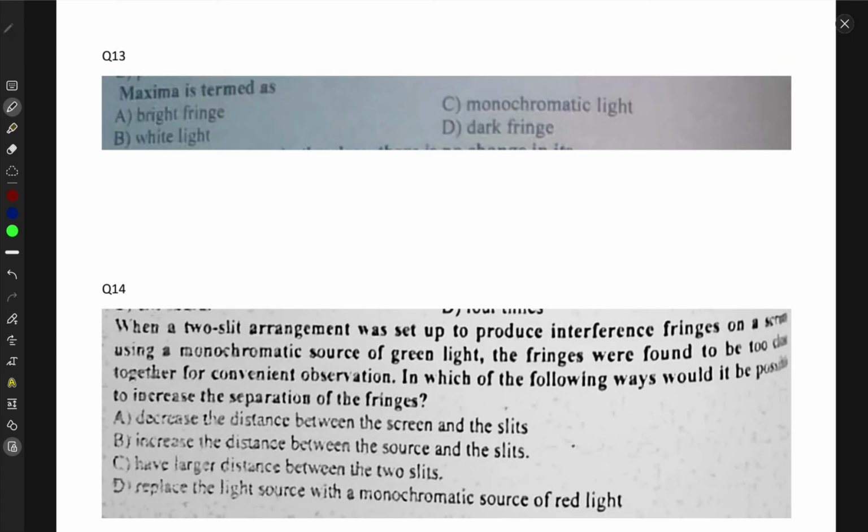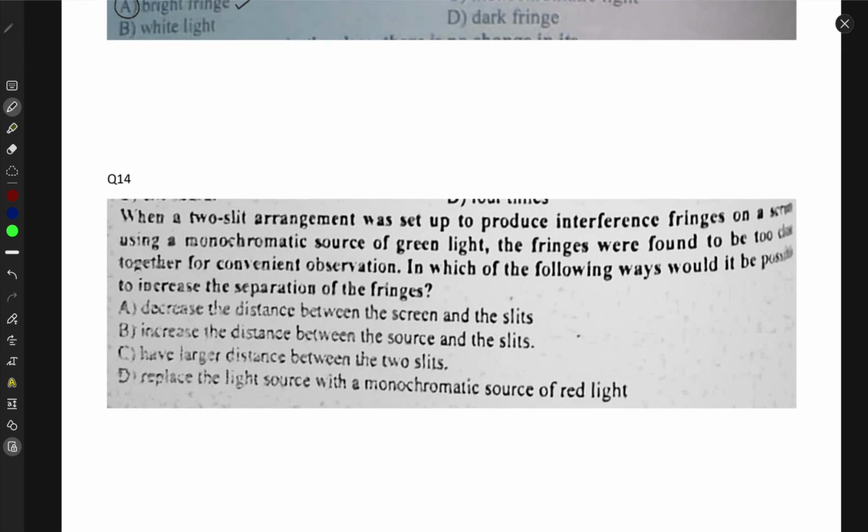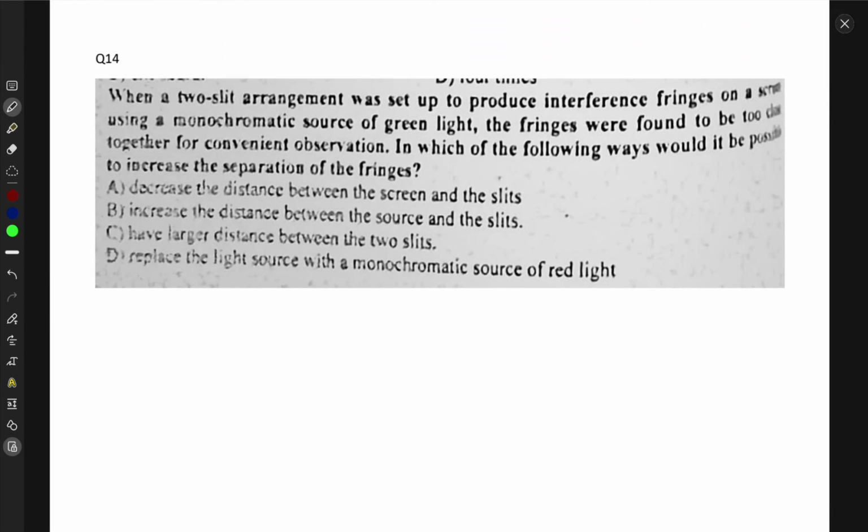Moving on to question 13, maxima is termed as, it's a very simple question: bright fringe, white light, monochromatic light, dark fringe. We know maxima is where we have maximum or constructive interference, right? Constructive interference. So that is where you see bright fringes. So the correct option is option A. Then let's move on to the next question, 14.